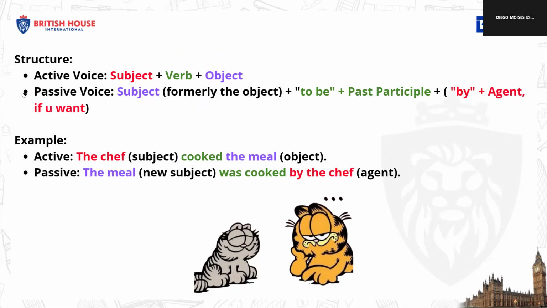So let's see, our example is here. The chef is the subject, cooked the meal is the object, right? Cooked is the verb. So the chef cooked the meal. What happened now? If you want to change this active to passive, you have to use the meal, which was your formerly object, as your new subject. The meal is your new subject. And you have to use the verb to be. Well, was, here we have was cooked.